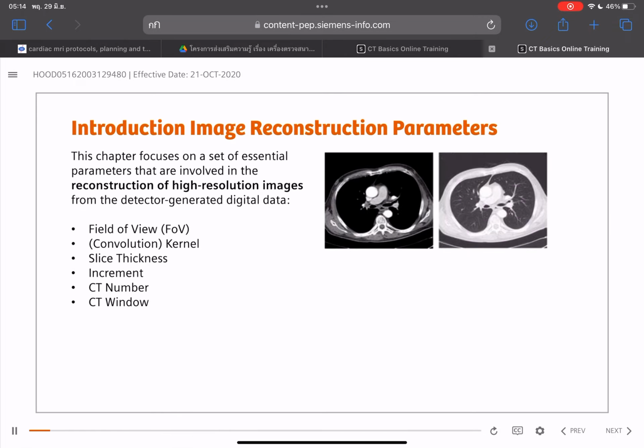This chapter focuses on a set of essential parameters that are involved in the reconstruction of high-resolution images from the detector-generated digital data: field of view, convolution kernel or short kernel, slice thickness, increment, CT number, and CT window.